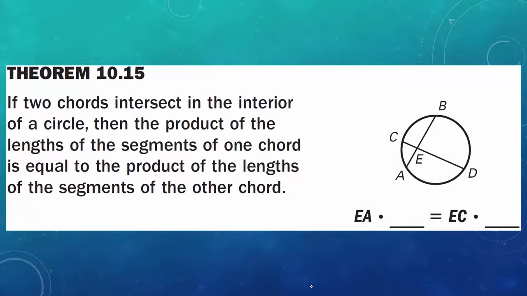Theorem 10.15. If two chords intersect in the interior of a circle, then the product of the lengths of the segments of one chord is equal to the product of the lengths of the segments of the other chord. That means that here we have chords BA and CD. We can say that EA times EB is equal to EC times ED.